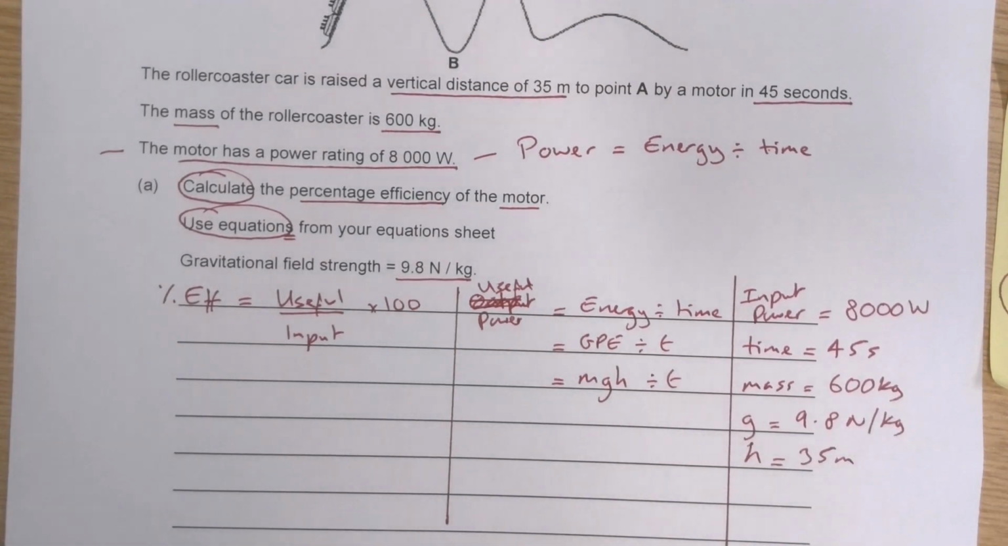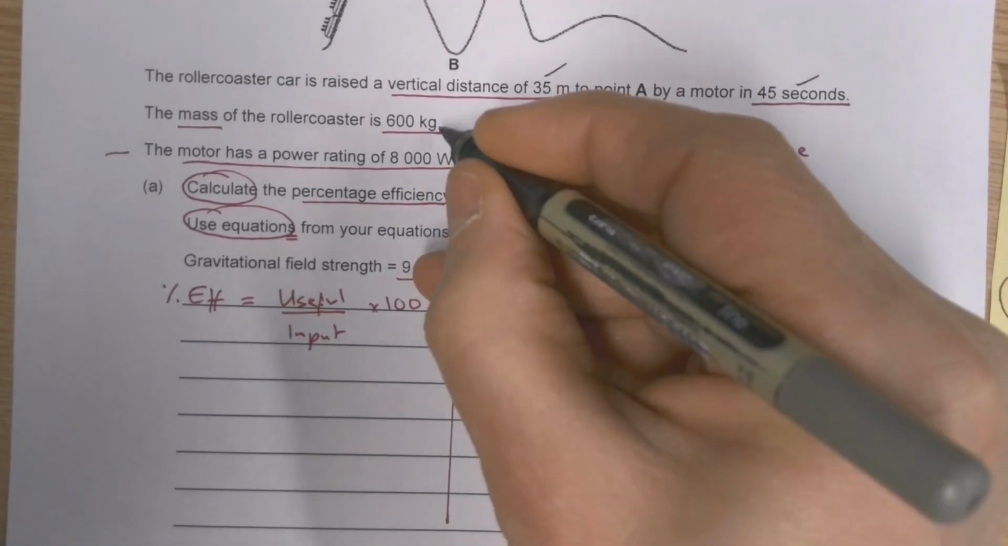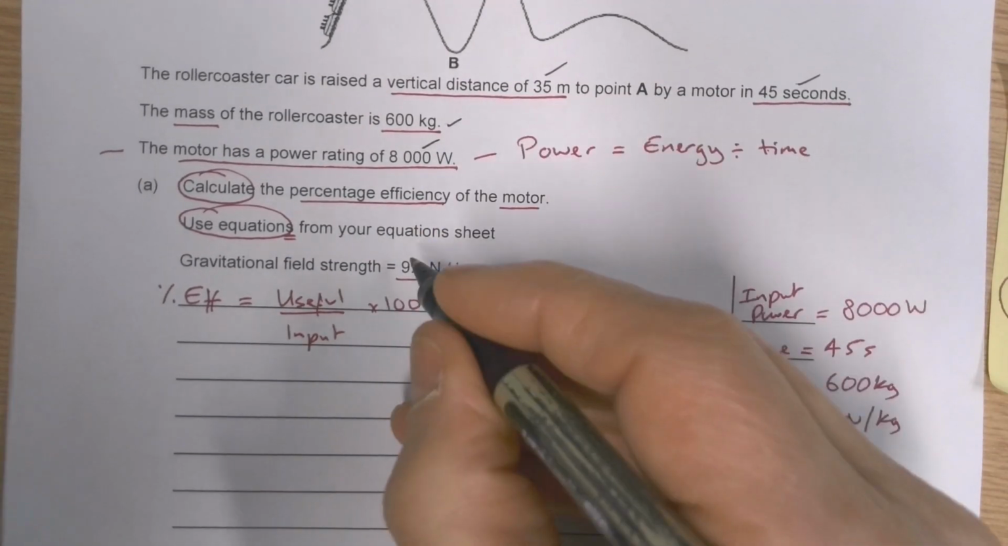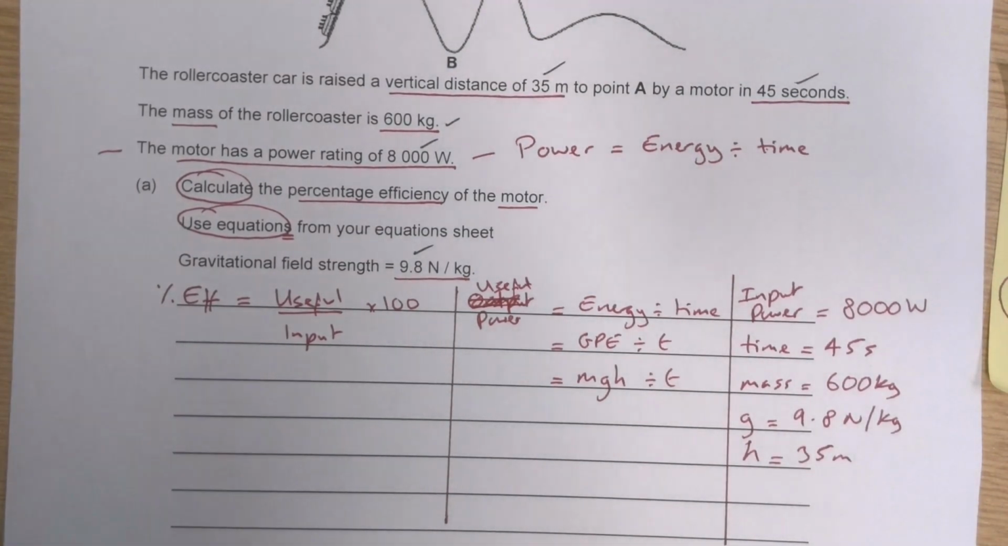I'm just going to check, have I used all the values? I've got 35 metres, yep. 45 seconds, yep. 600 kilograms, yep, and g. So I'm using all my numbers, so I can see now where they're all going to go. Now I'm just going to put them back into the equation.